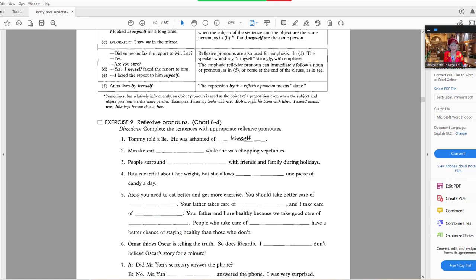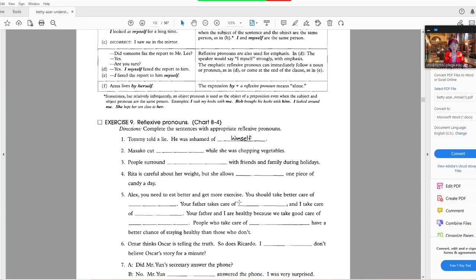Tommy told a lie. He was ashamed of himself. Masuko cut herself while she was chopping vegetables. People surround themselves with friends. Rita is careful about her weight, but she allows herself one piece of candy a day.